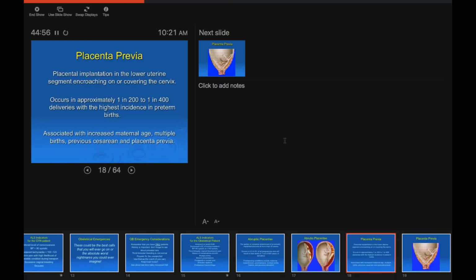Placenta previa is a placental implantation of the lower uterine segment encroaching on or covering the cervix. This occurs approximately 1 in 200 to 1 in 400 deliveries, with the highest incidence in preterm births. So we're asking the patient, how far along are you? This is associated with increased maternal age, multiple births, or a previous C-section. So a good question to be asking.